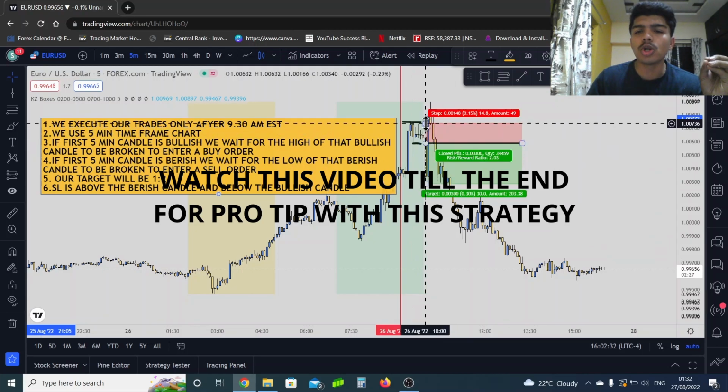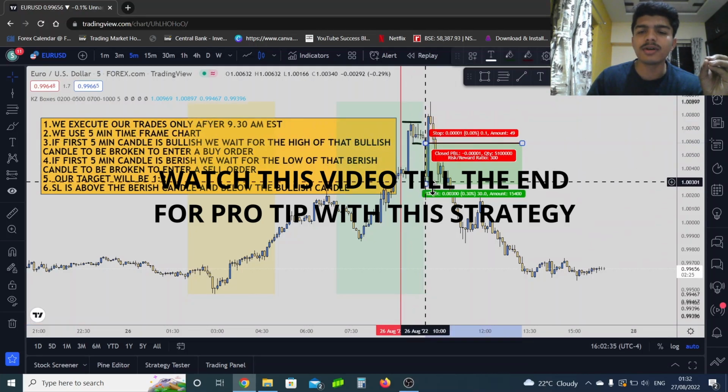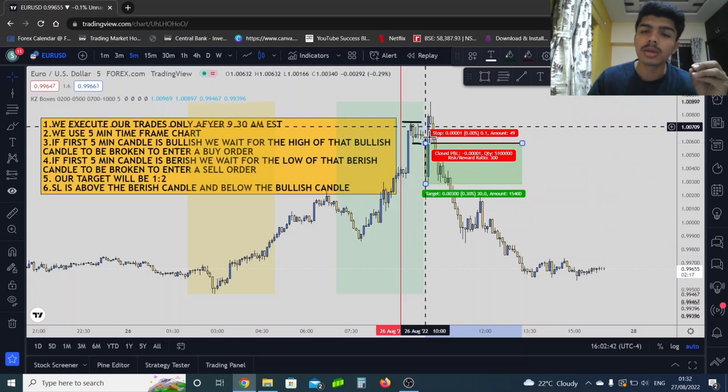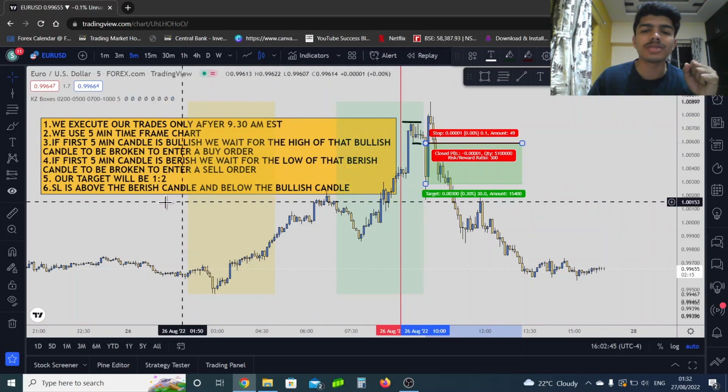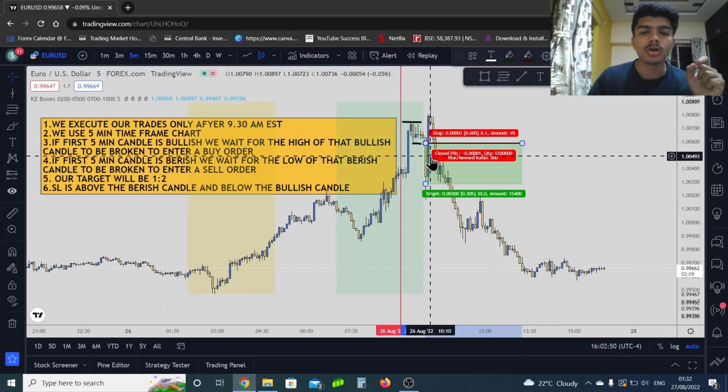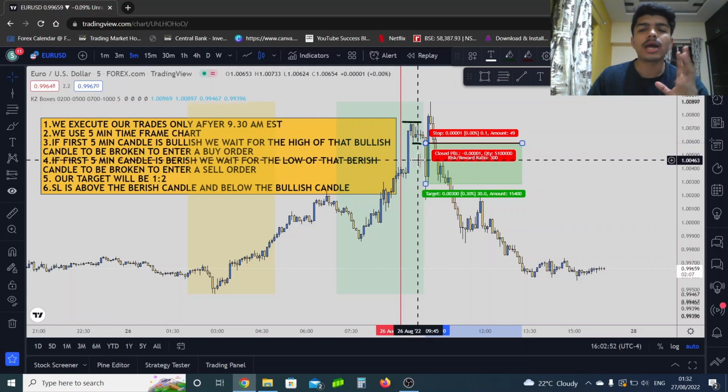As soon as 1 is to 2, you can take stops to break even. You can take some money out of over here and let the trade run. You can do anything you want, but your initial target should be 1 is to 2. That's it. You don't have to do anything else in the markets.